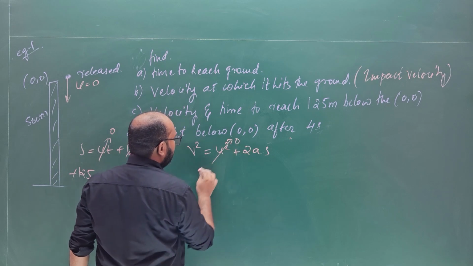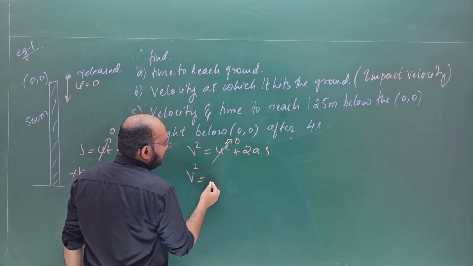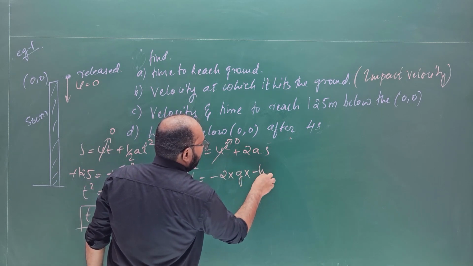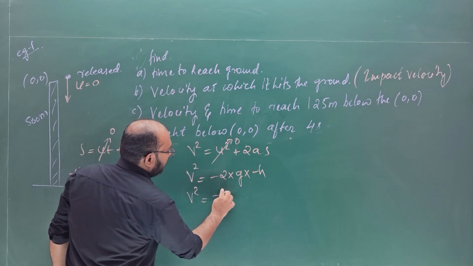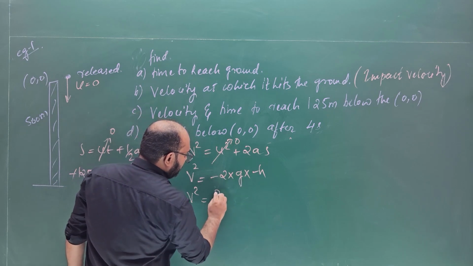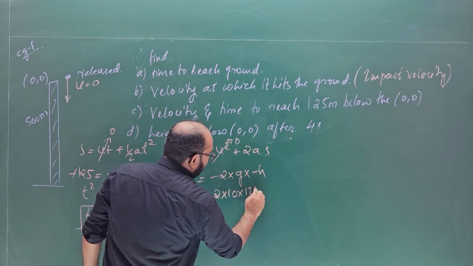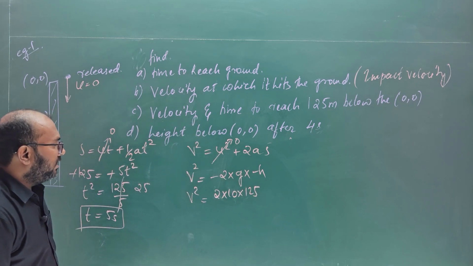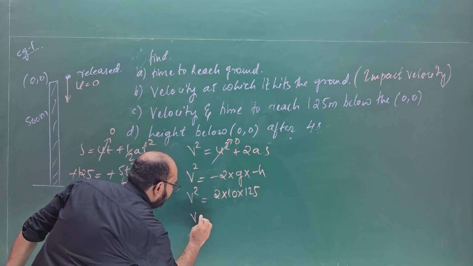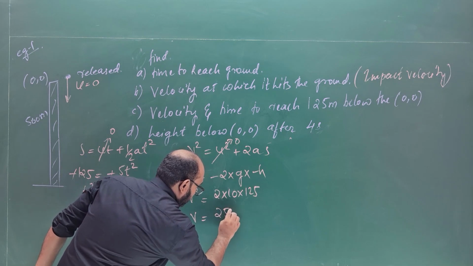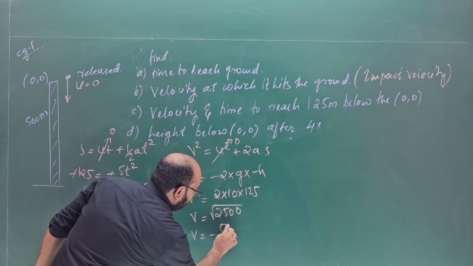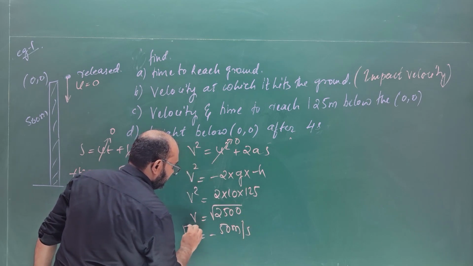Initial velocity again 0. So v squared is nothing but minus 2 into g into minus h, minus minus gets positive. H is how much? 125. So 2 into 10 into 125, and 125 twos are 250, so 2500. So v equals the root of 2500. This becomes v equals negative 50 meters per second.